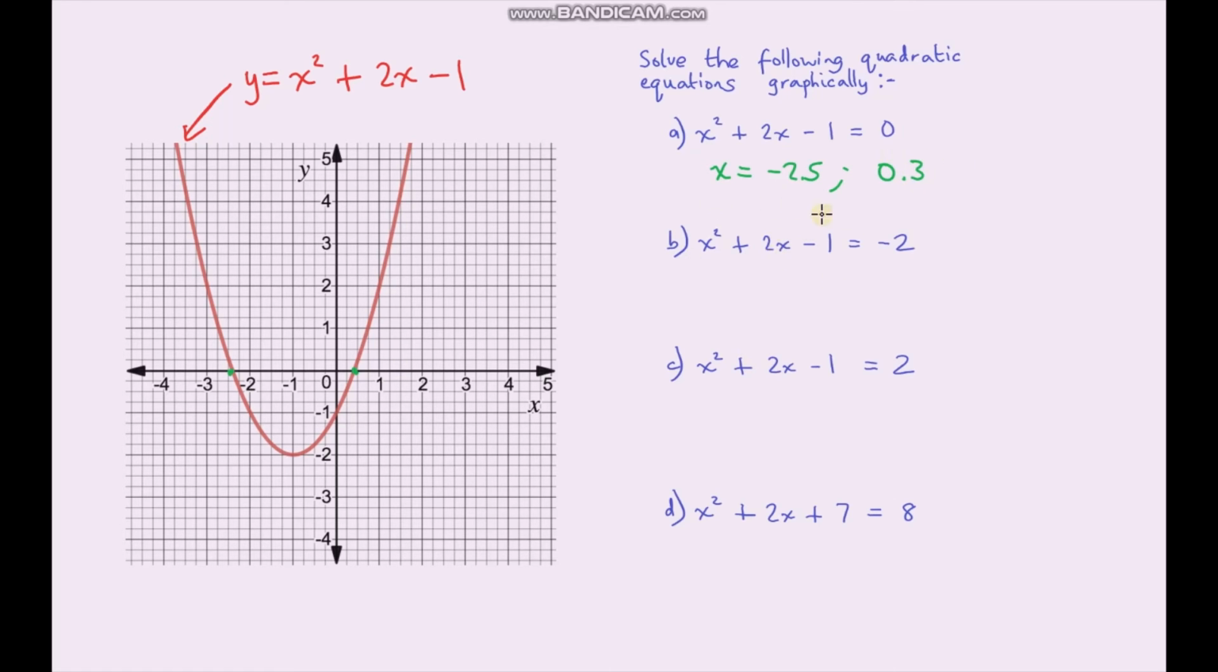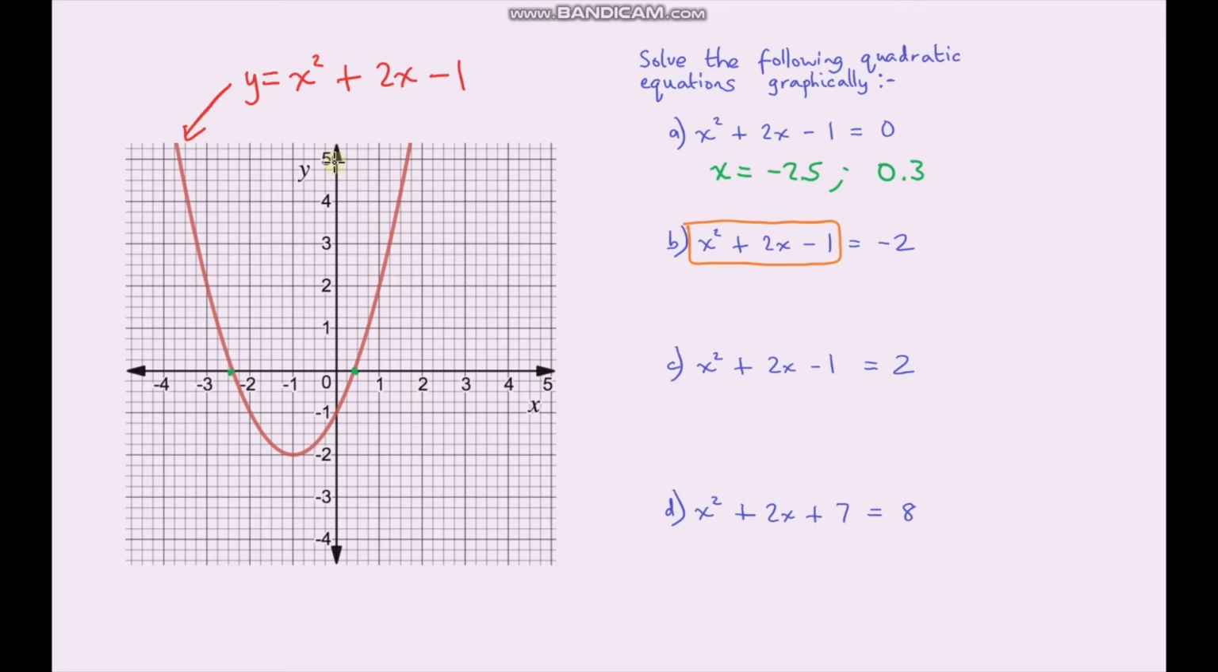So if we have a look at this one here, notice how this part of our expression is exactly the same as this part, and it's exactly the same as what we've drawn on our graph. The only difference is here. Before we were looking at where does the line cross the x-axis, or the point y equals 0. Here we're looking at where does the curve cross the point y equals negative 2.